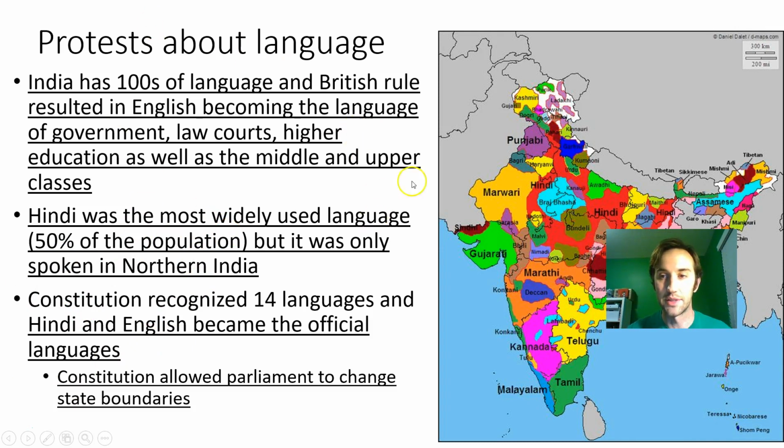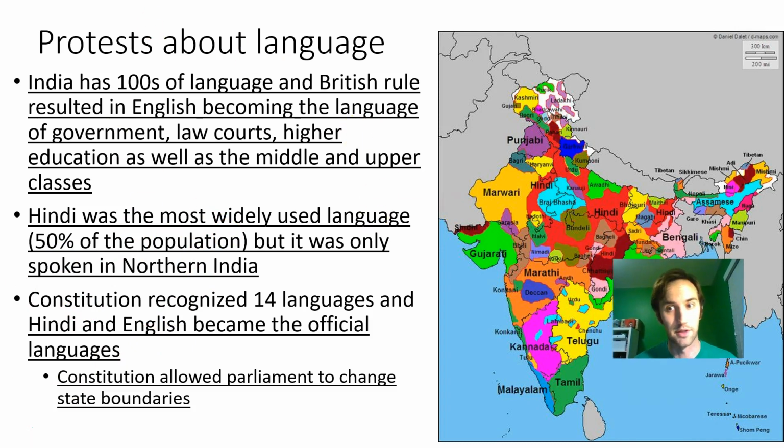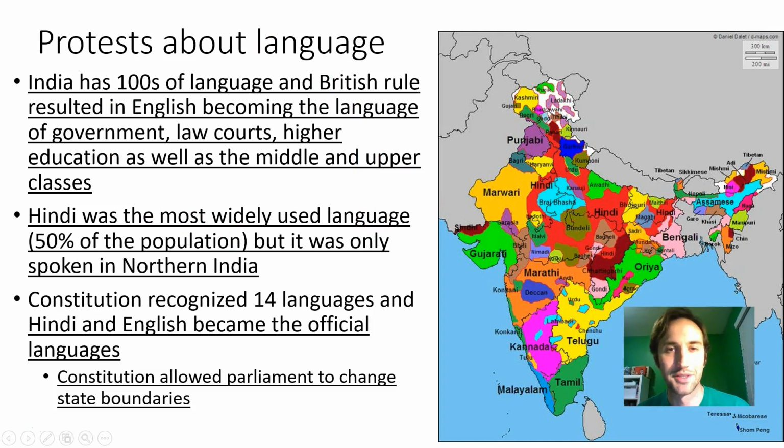This map shows that India has hundreds of languages, and over the centuries of British rule, this resulted in English becoming the language of government, law courts, higher education, as well as the middle and upper classes of modern-day India. And so with such variety, English was just the only real uniting language overall.